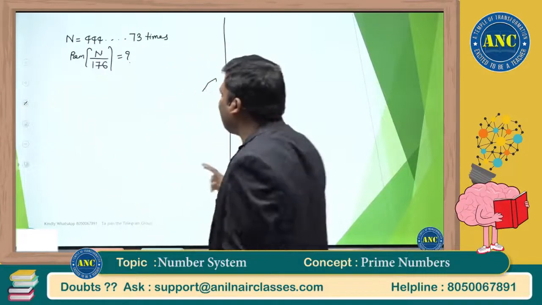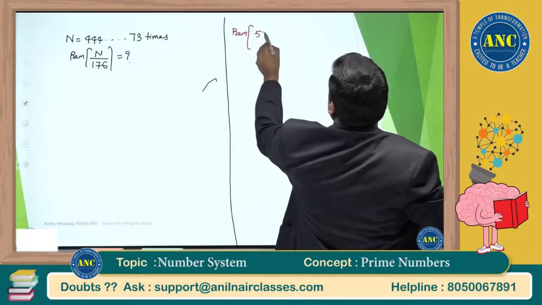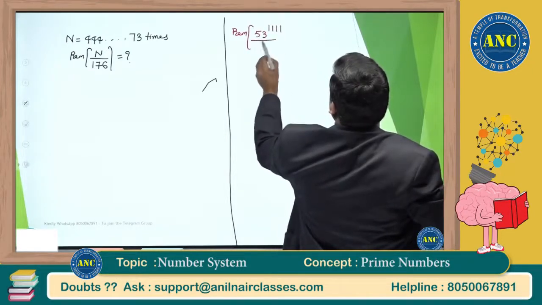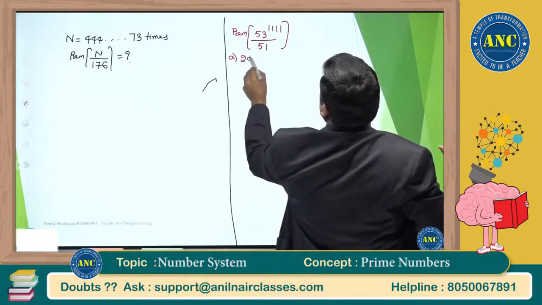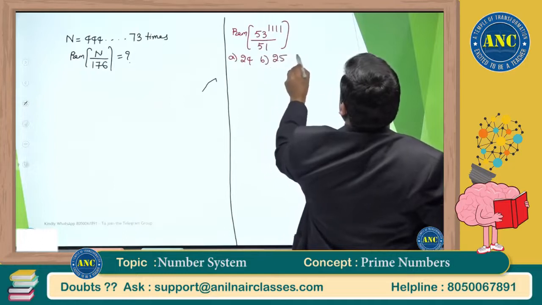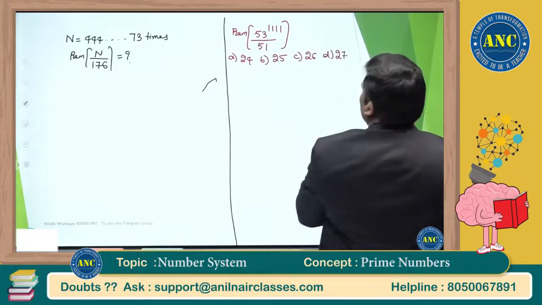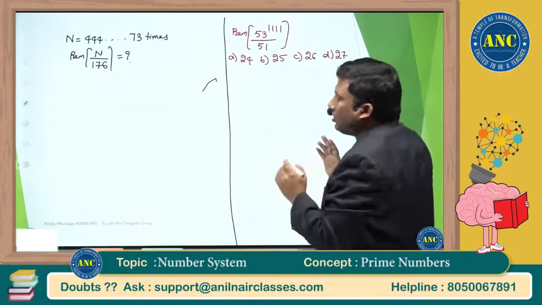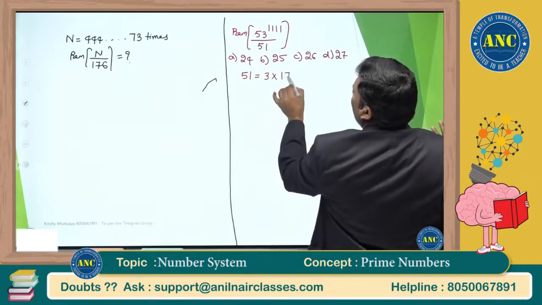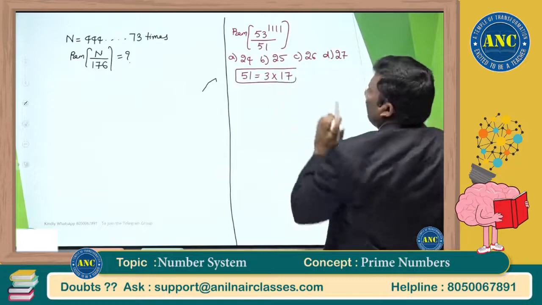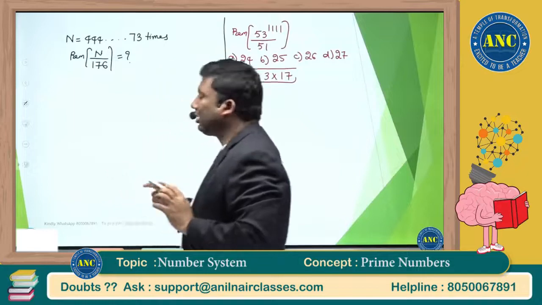Now please see here. If answer options are present, I'll take a question to explain: 53 power 11111 divided by 51. The method, if answer options are present: the denominator 51 has to be written as a product of coprimes. 3 into 17. Am I right? 51 is 3 into 17.